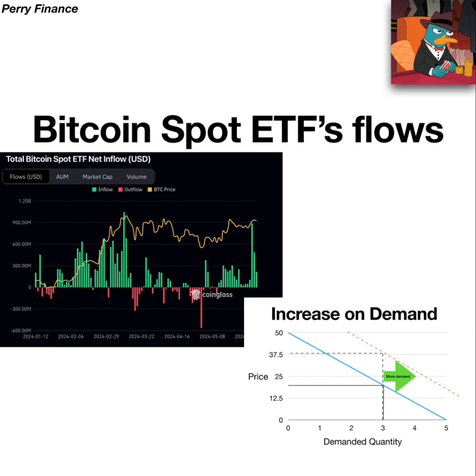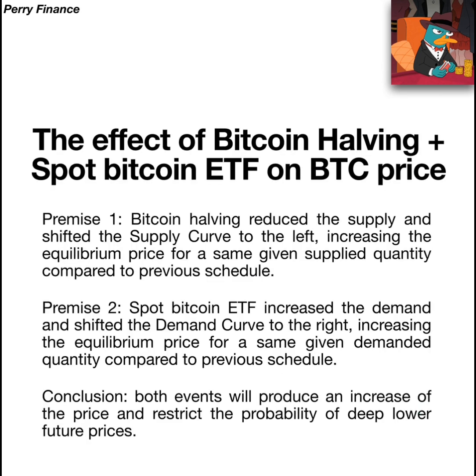Together, this couple of events that occur on very close dates this year have an effect we're going to explore. Premise number one states that Bitcoin halving reduces the supply and shifts the supply curve to the left, increasing the equilibrium price for the same given supply quantity compared to the previous schedule. Premise number two: Spot Bitcoin ETFs increase the demand and shift the demand curve to the right, increasing the equilibrium price for the same given demanded quantity compared to the previous schedule.